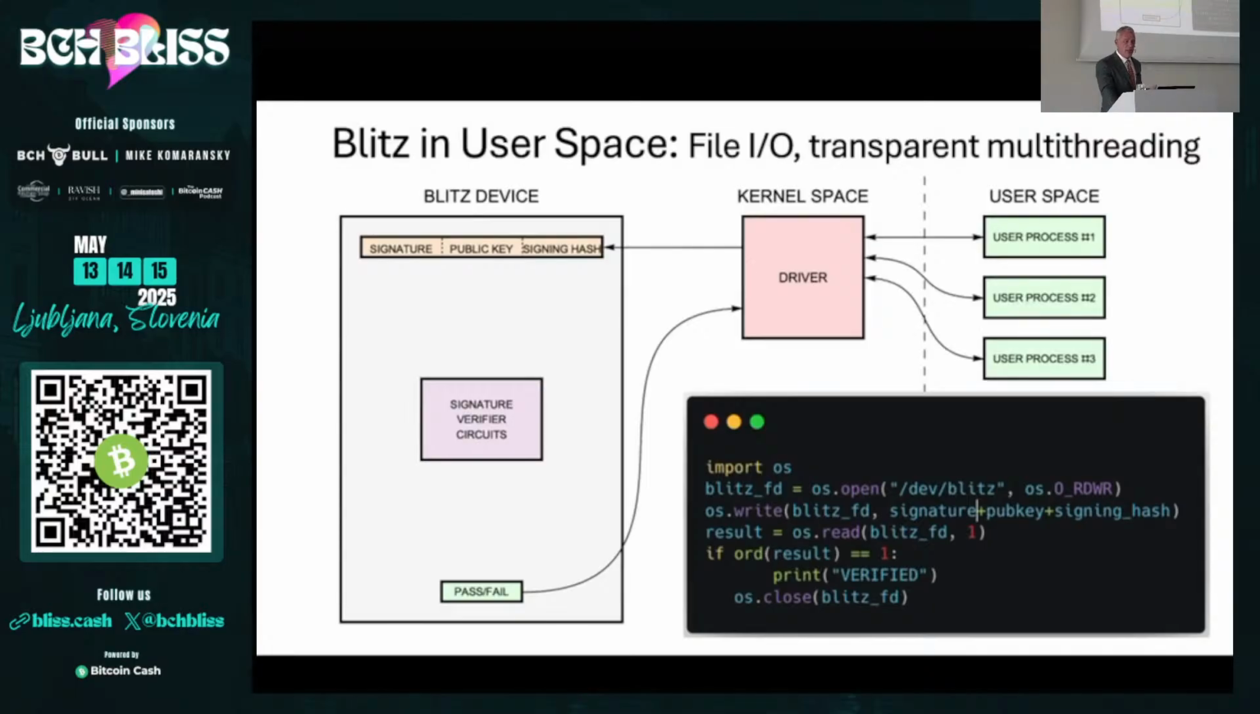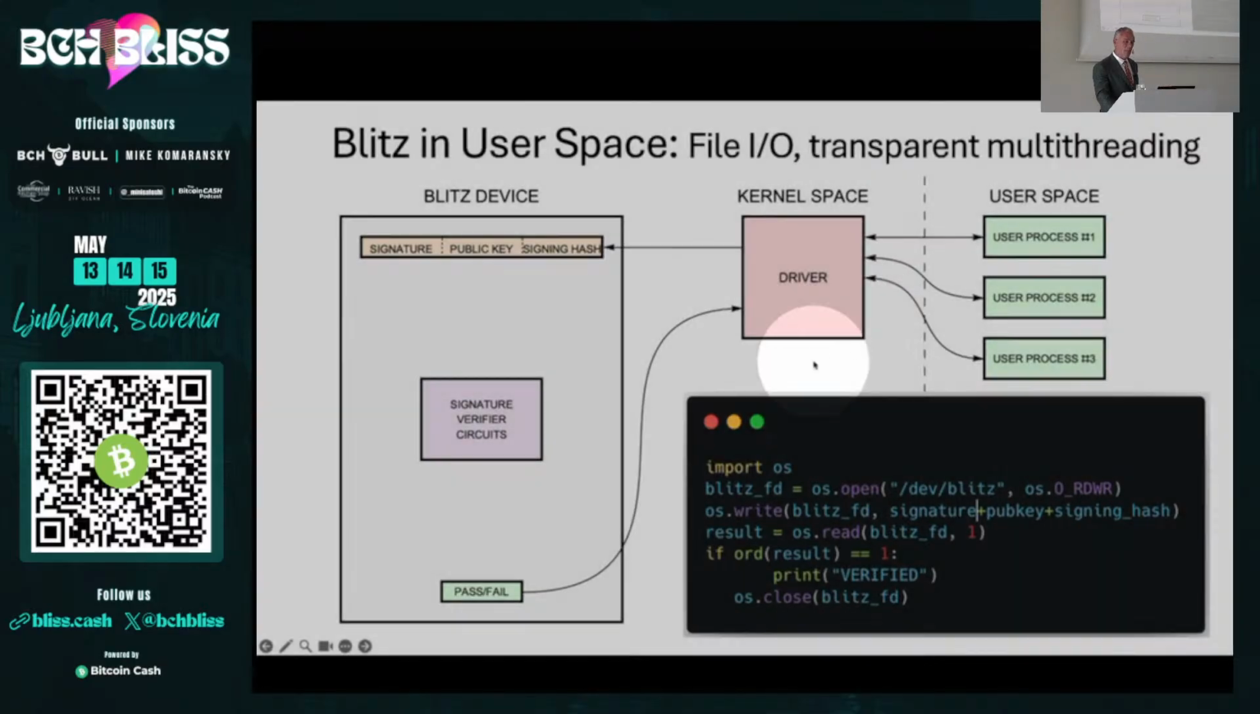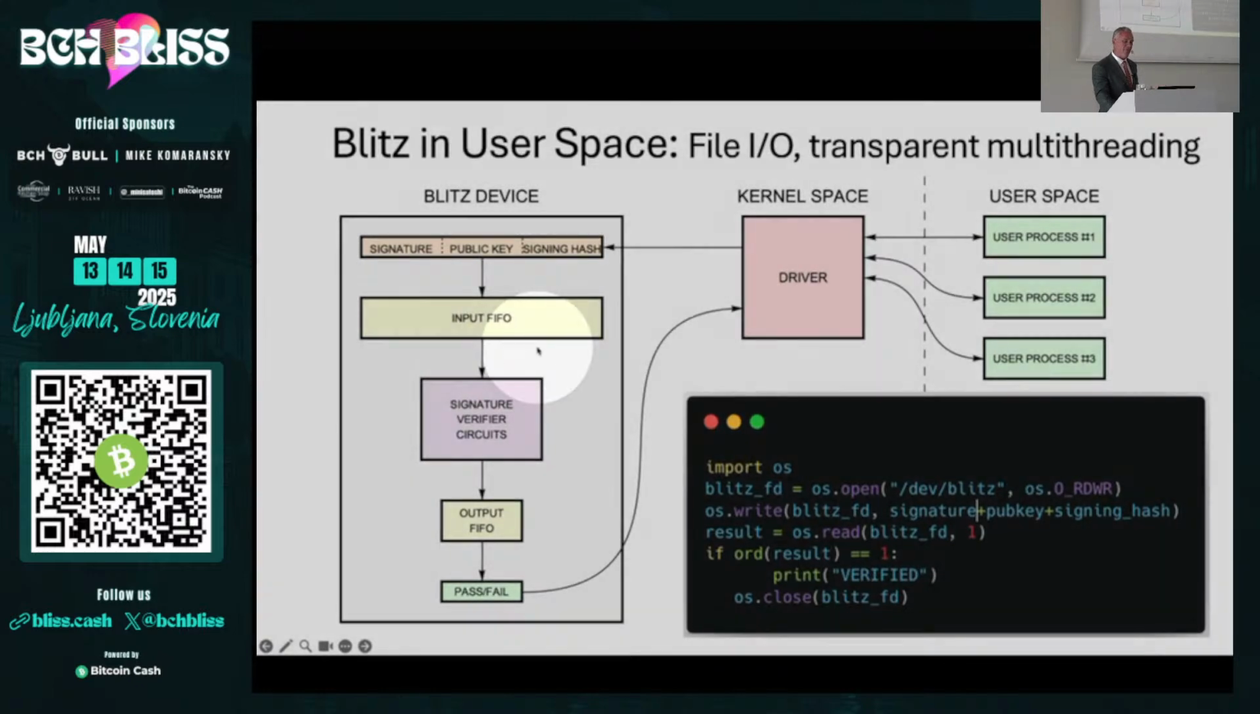And what's cool is you can have multiple user space processes running in parallel, and they can all have Blitz open and making signature requests at the same time. And it's the kernel driver's job, along with Blitz's input FIFO, that manages all these race conditions. So the kernel driver is always listening to all the user space processes making requests. It sends those all to Blitz, it receives the results back, and it makes sure it sends the pass-fail result to the right calling process. And that all happens transparently. So from the user process, it's all very straightforward.